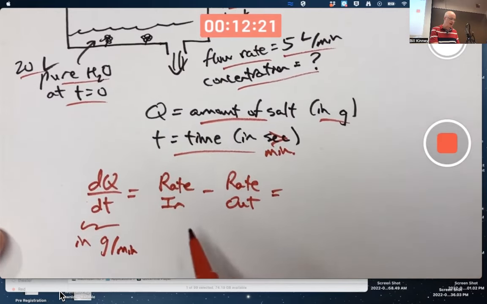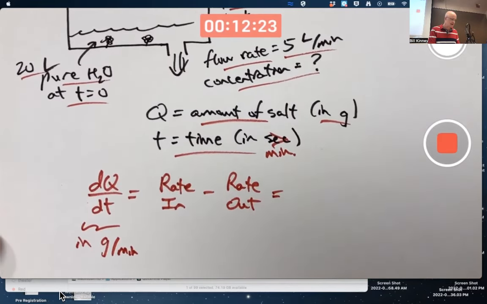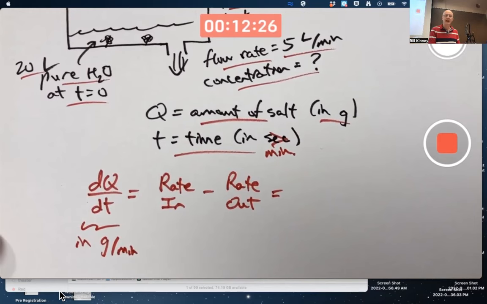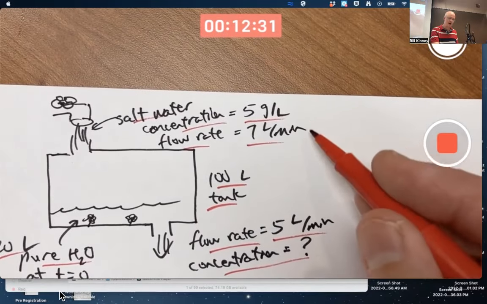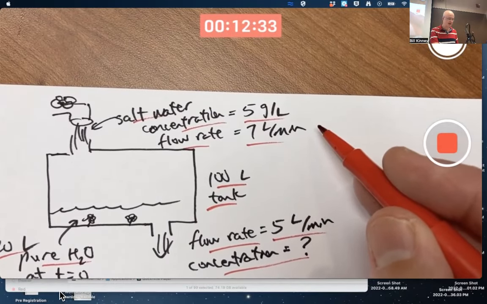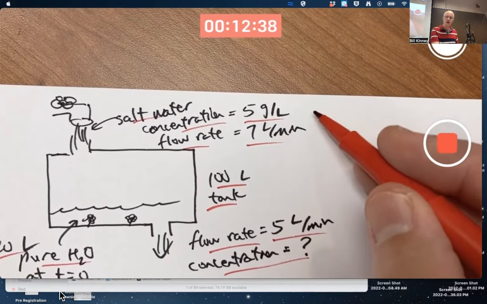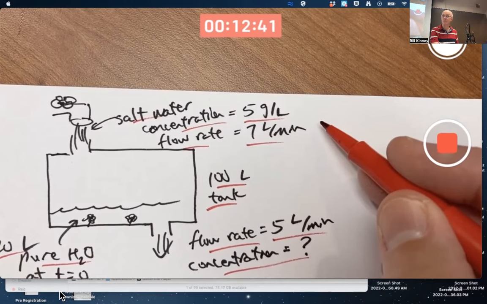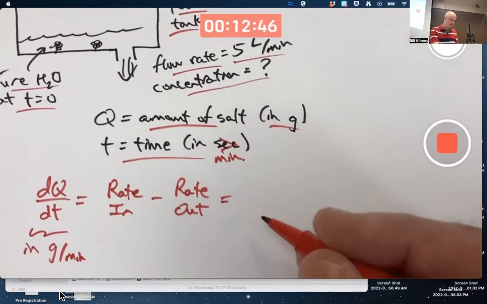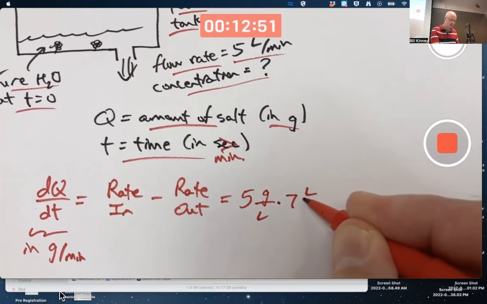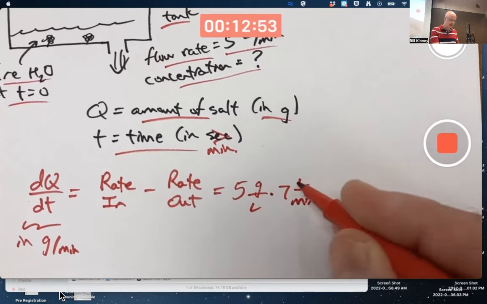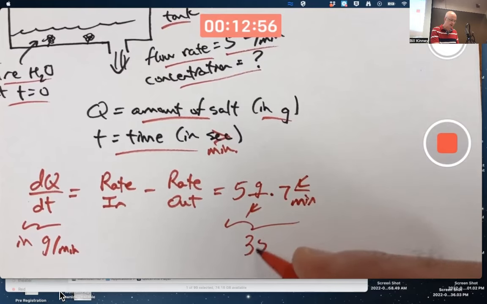So whatever rate in and rate out are, they have to have units of grams per minute. If I multiply these two things, the liters cancel, giving you grams per minute. Yeah, if you multiply the concentration by the flow rate, 5 grams per liter times 7 liters per minute, the liters cancel. This is 35 grams per minute.